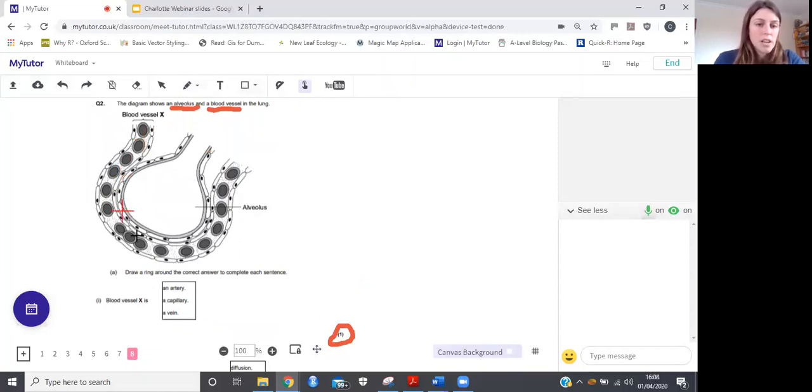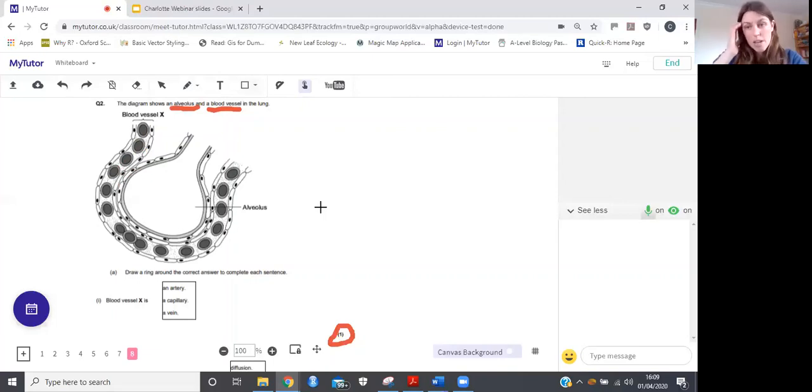So here we have the alveoli itself, alveolus. We can see some cells here. These are the cell wall of the alveolus. And then we have this blood vessel here that surrounds the alveolus. Each of these circular objects is a red blood cell. And then we can see the cells in the wall of that blood vessel as well.